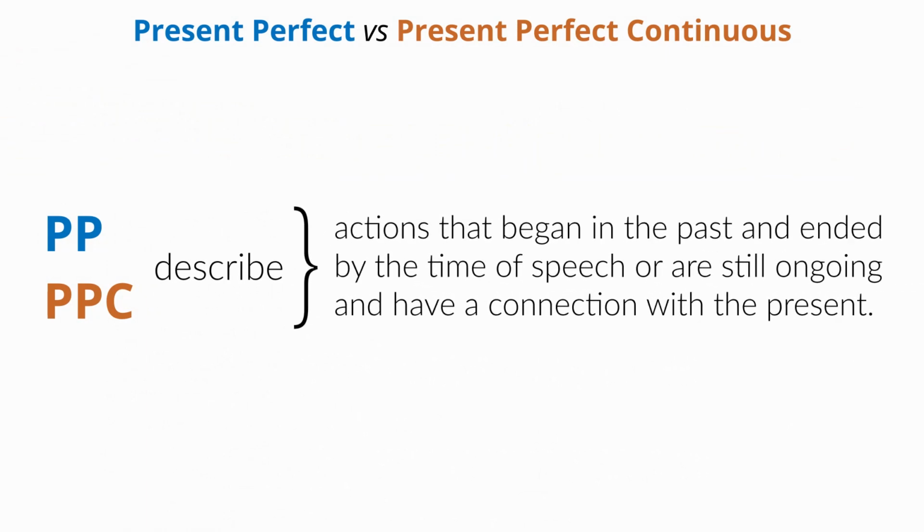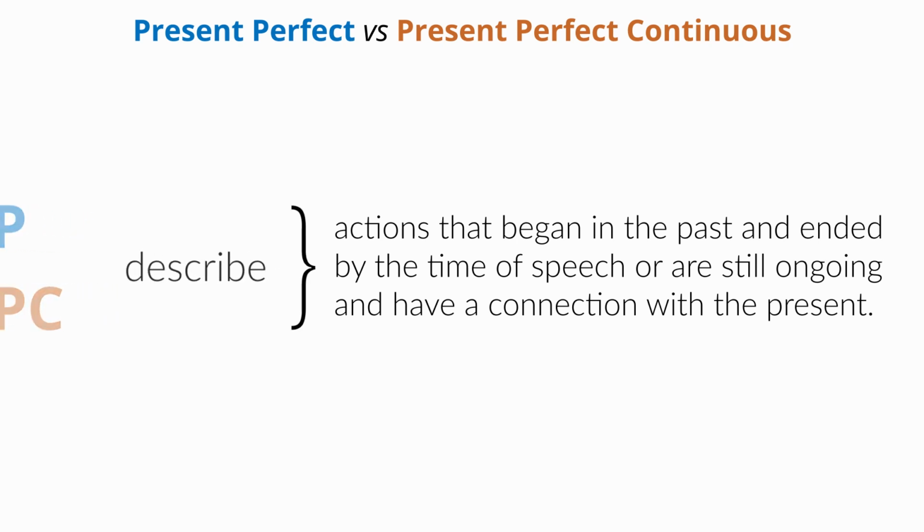First, let's find out what perfect and perfect continuous mean. People, when speaking, want to convey their thoughts by describing the type of action. Both the present perfect and present perfect continuous tenses describe actions that began in the past and ended by the time of speech, or are still ongoing and have a connection with the present.